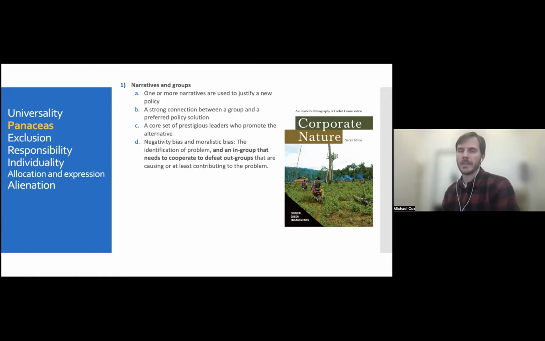And you also find this in this case study of corporate nature, where the promoters of the new policy, the PES scheme, criticized others as promoting, quote unquote, soft policies, and as people who are wasting their time trying to promote conservation without really getting to the hardcore of the incentive structures that need to be addressed.